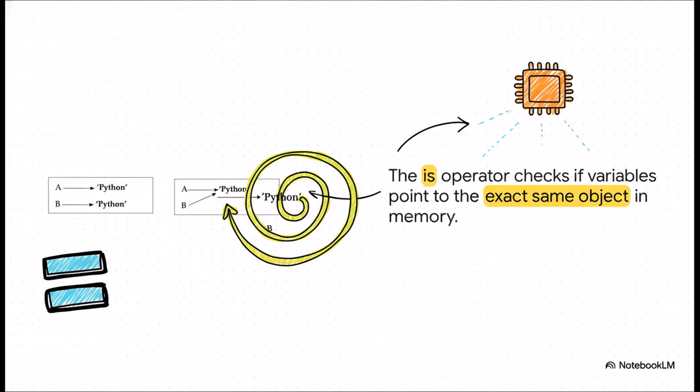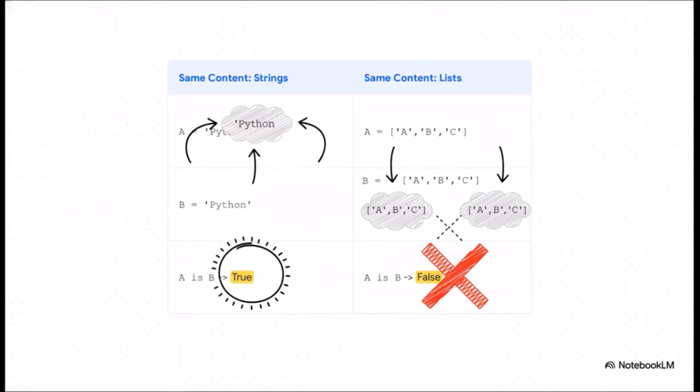Are these two variables pointing to the exact same object in my computer's memory? It's the difference between having two identical copies of a book versus having two different names that both refer to the one single book. And this slide just lays it out perfectly. To save memory, if you create two simple strings that are identical, Python will often just have both variables point to the same one. That's why A is B is true.